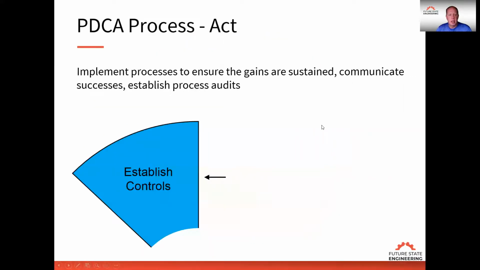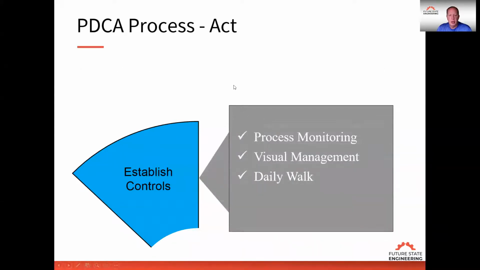So the elements needed here are to make sure that the gains are sustained, communicate success, and establish the audit process. The things that we need to have in place here are process monitoring, visual management, our daily walk process, lessons learned, and layered process audits.